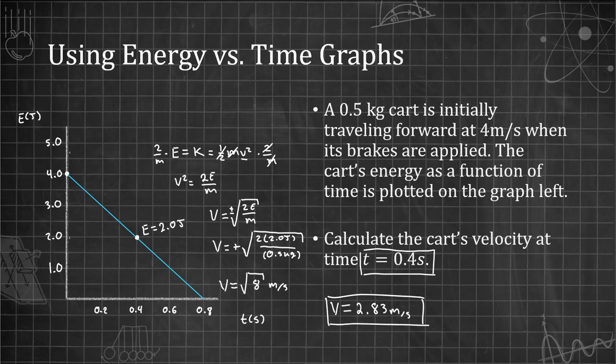So even though the problem doesn't ask for it, we do want to use the information that we presented in the previous slides, where the slope of this graph is actually going to give us the power output of the car's brakes while we're slowing down. So to do that, we just want to use the change in energy over time, or the slope of the graph. So we'll get the change of 4 joules over a duration of 0.8 seconds. That tells us that the car's braking power is around 5 watts.